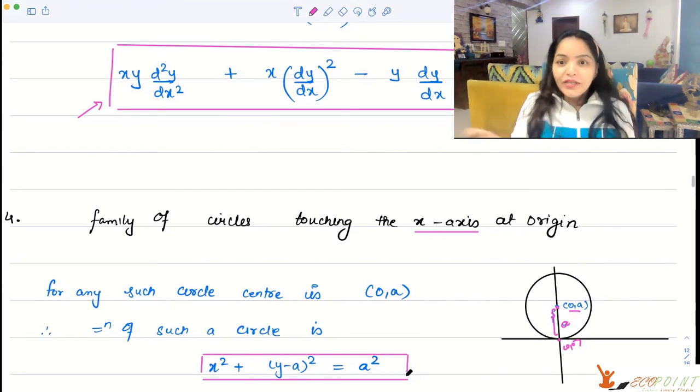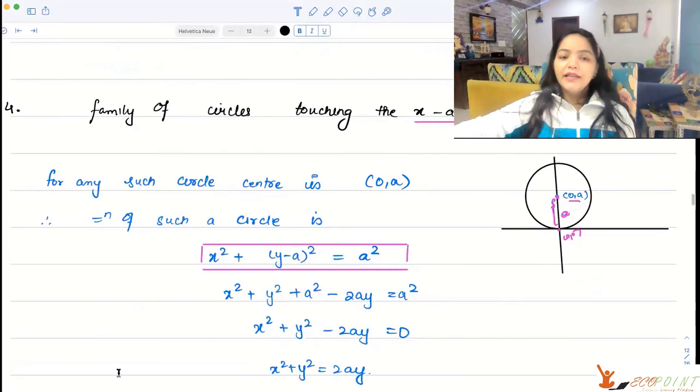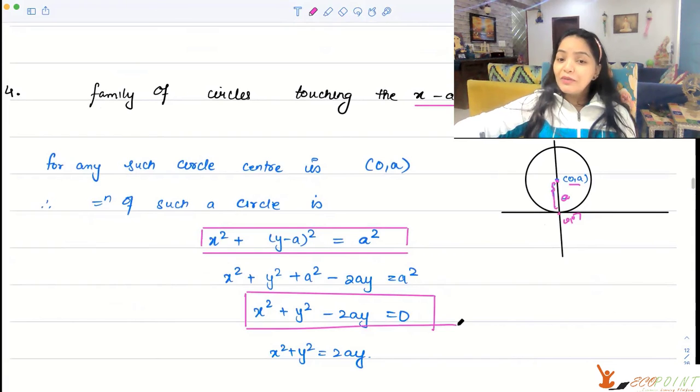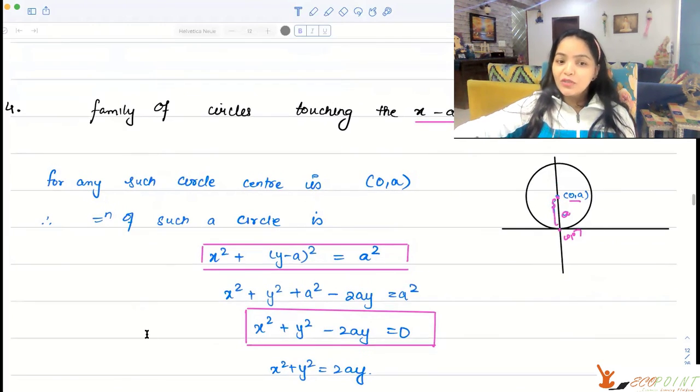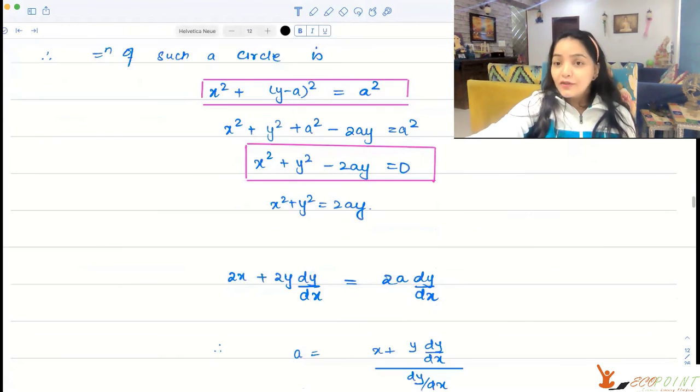Radius is a, so a squared. So if you simplify this, what do you get? You will get x squared plus y squared minus 2ay equals 0. So you just have one parameter. If you just have one parameter, it's very simple. You can just differentiate once and you will find the differential equation, which will be satisfied by these kind of curves, these kind of circles.